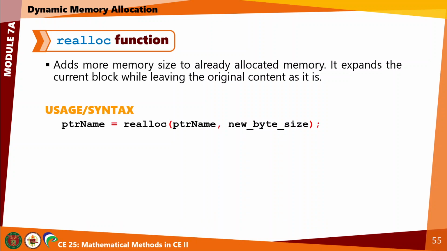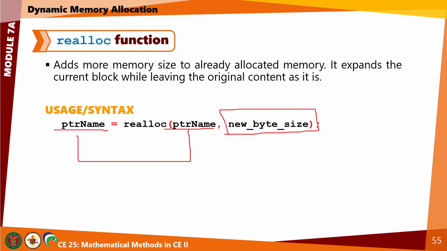Syntax niya ganito: ptr name. Actually, hindi lang nilagay pero andyan pa rin yung optional cast type, asterisk. Okay, realloc ptr name. Important lang na ilagay dito yung name ng pointer na gusto mong i-reallocate. Pero same lang naman to usually kasi pinapalaki mo lang or pinapaliit lang.